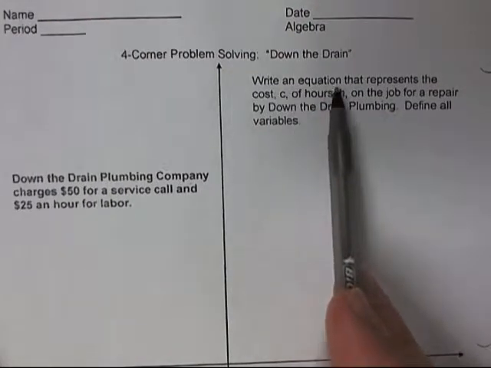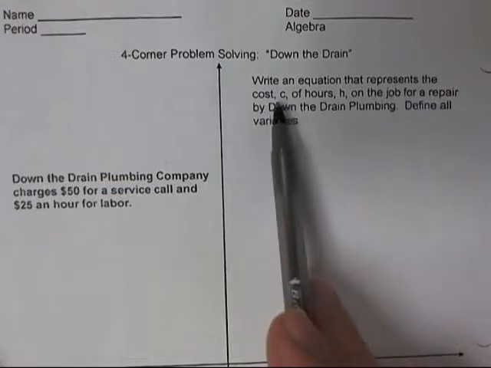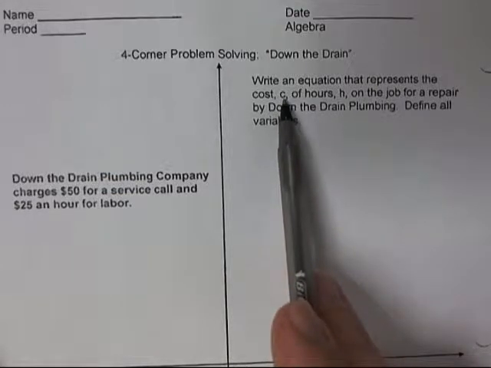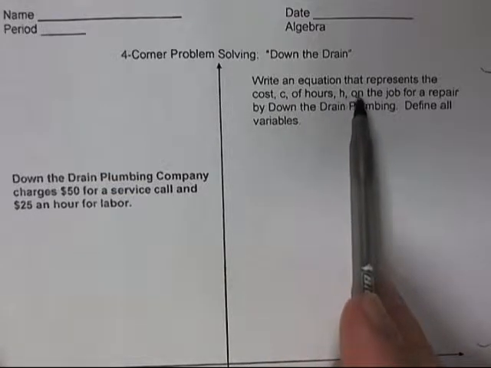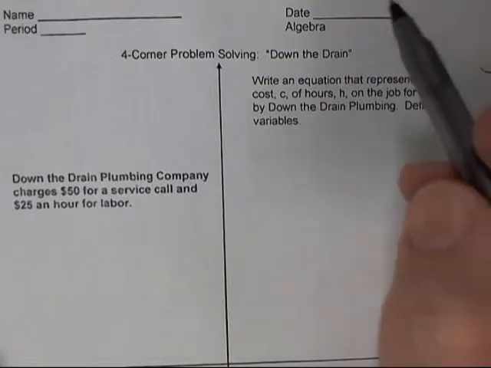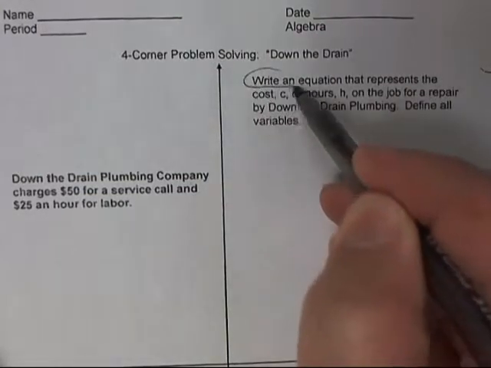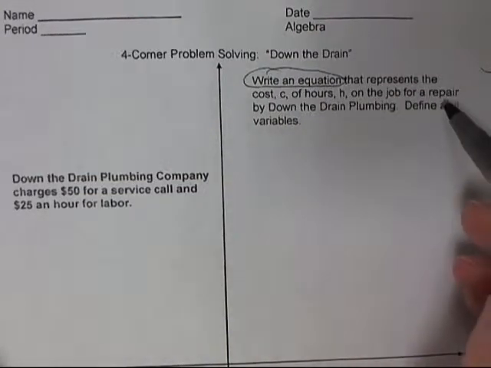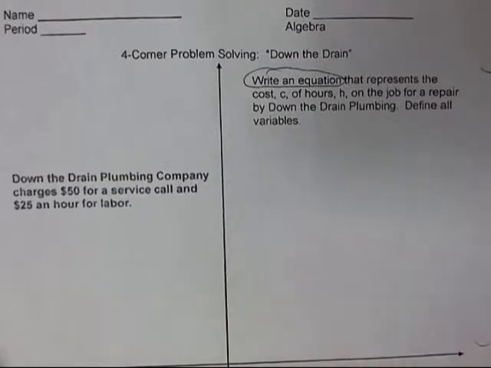It says write an equation that represents the cost C of H hours on the job for a repair by Down the Drain Plumbing. Define all variables. So we need to first write an equation and we need to define all variables. Go ahead and do that now.